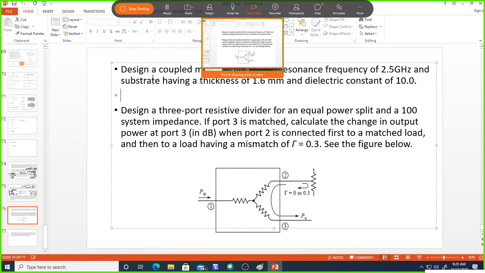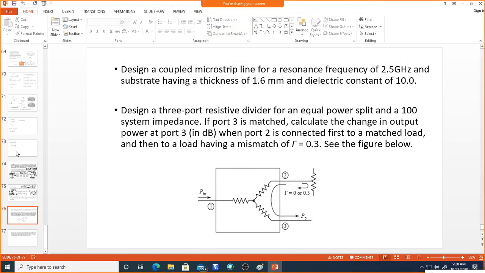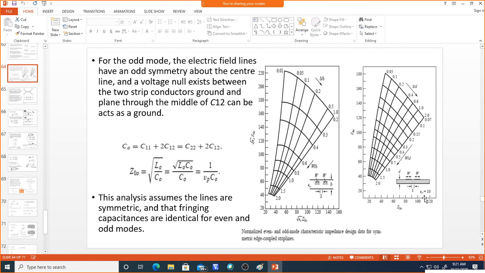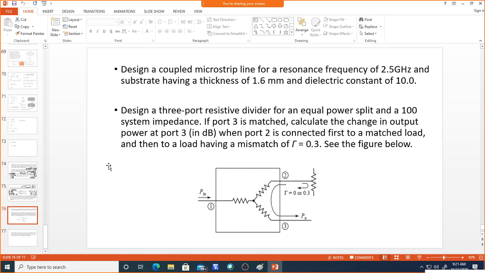Okay, so now we need to design a coupler. We know the equation for the coupler. The thickness given is 1.6 mm, resonance frequency 2.5 gigahertz and dielectric constant 10. I have taken 10 because the graph which is available is at the value of 10. By using this graph, you need to find out the spacing and the width of the line. First we need to find the odd mode impedance and even mode impedance for the coupling factor. We need to design for a coupling factor of 20 dB.